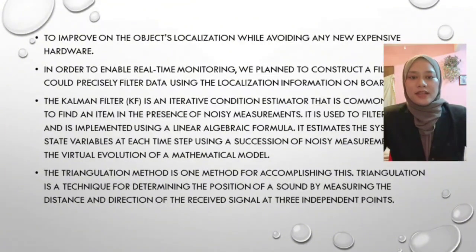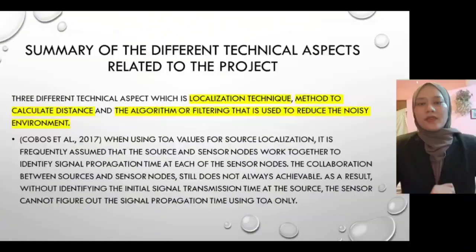The triangulation method is one method to accomplish this. Triangulation is a technique for determining the position of the sound by measuring the distance and direction of the received signal at three independent points. In this work, this approach required only 3 sound sensors for 2-dimensional instance. To simplify the calculation and reduce the error, the sound sensors are arranged in an equilateral triangle.